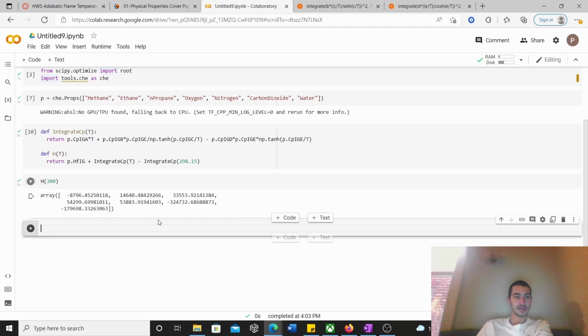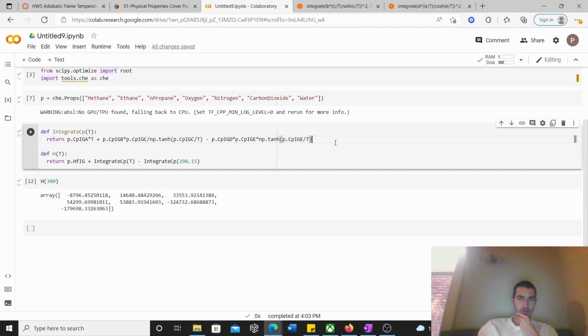All right, we're given a list. We're given 1, 2, 3, 4, 5, 6, 7 values, which are for the methane, ethane, propane, oxygen, nitrogen, carbon dioxide, and water values, right? So that when the temperature is equal to 300 degrees, the methane goes through an enthalpy of negative 8,800 joule per Kelvin, right? And one problem though is these numbers are a bit too big, as you can notice.